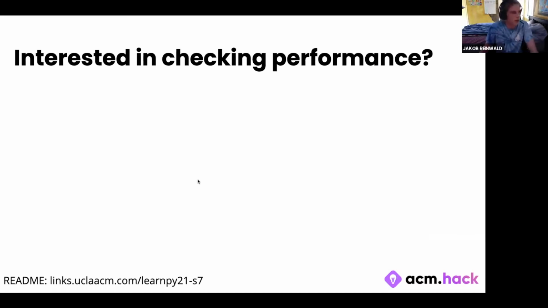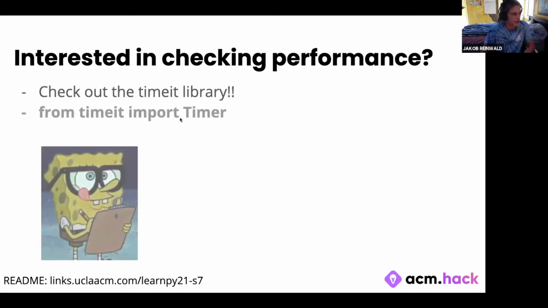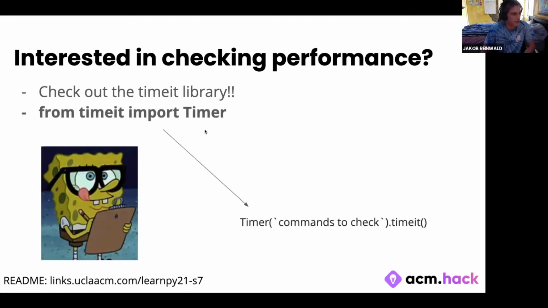So our next library is for if you're interested in checking performance, which is the timeit library. An example of something you could do is from timeit import Timer, and then run Timer, and you put the commands that you want to check within the string here, and then you do .timeit. And I'm actually going to do just a quick demo of that.